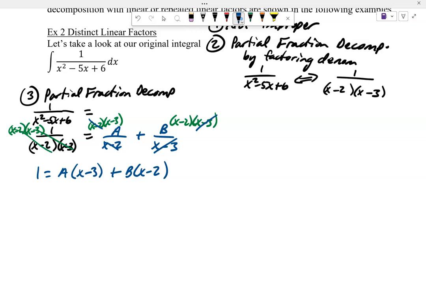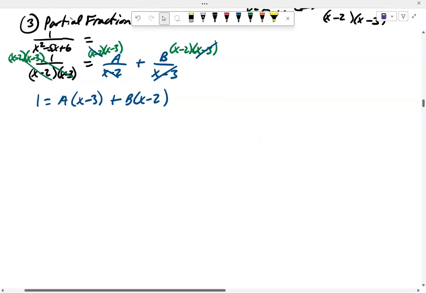And so what we can do is substitute in convenient values of x to solve for a and b, because we only have one equation. We have two unknowns, right? A and b that we're trying to solve for, but we don't have a second equation. And so let's just substitute in convenient values of x.